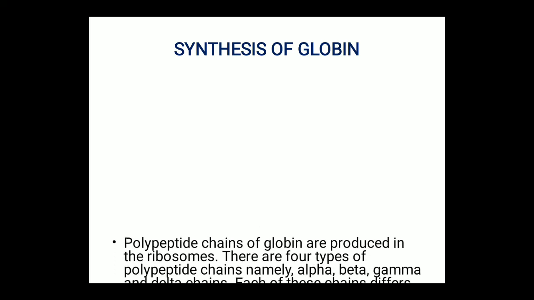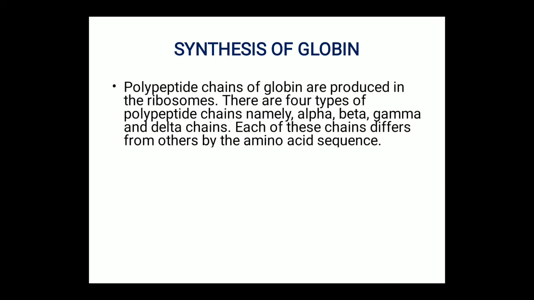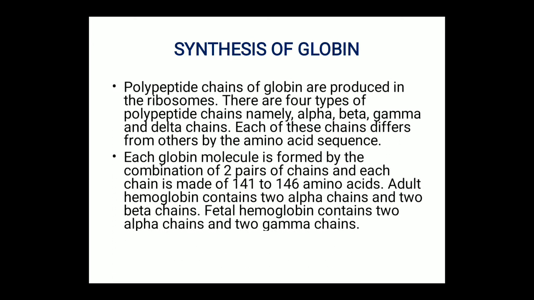Synthesis of globin. Polypeptide chains of globin are produced in the ribosomes. There are 4 types of polypeptide chains, namely alpha, beta, gamma and delta chains. Each of these chains is different from the others by the amino acid sequence. Each globin molecule is formed by the combination of 2 pairs of chains, and each chain is made up of 141 to 146 amino acids.